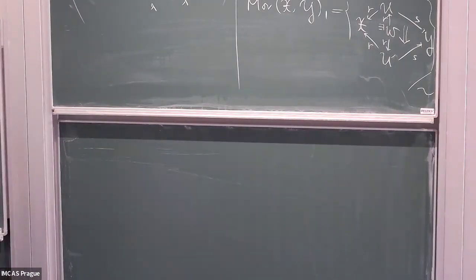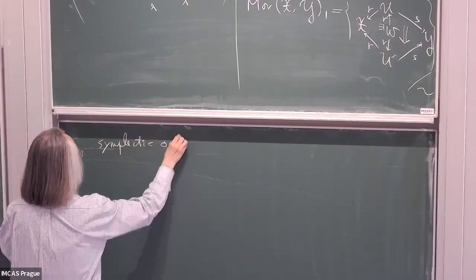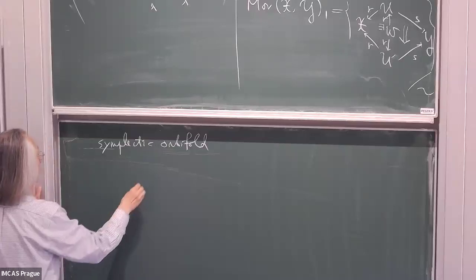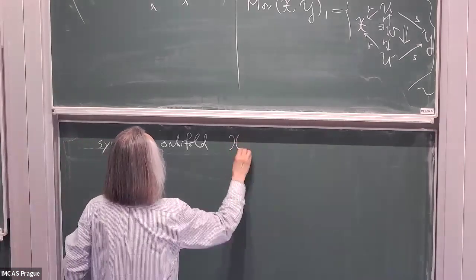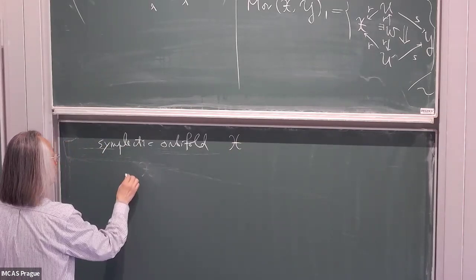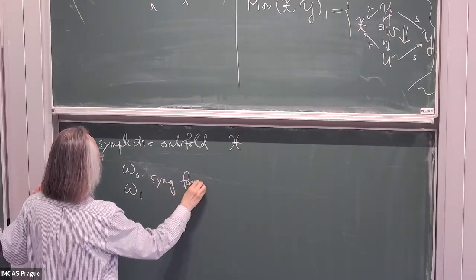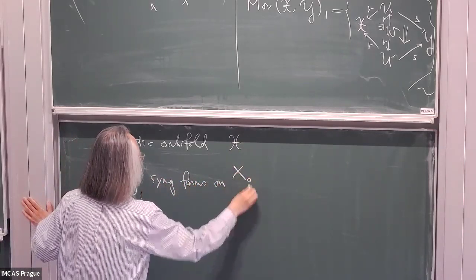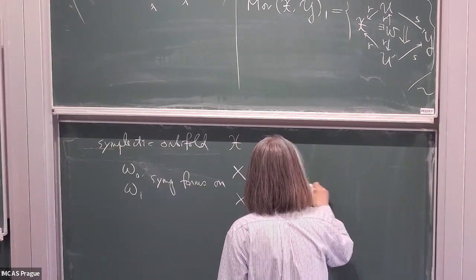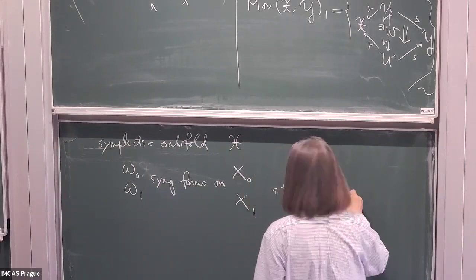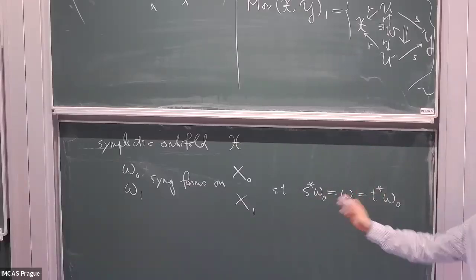So now I come to the symplectic case. So first I consider symplectic orbifold. So again, now in this X, sorry, this X. So in this case, I consider omega 0 and omega 1 as symplectic forms on this X0 and X1, such that maybe S star of omega 0 is equal to omega 1, and T star of omega 0.